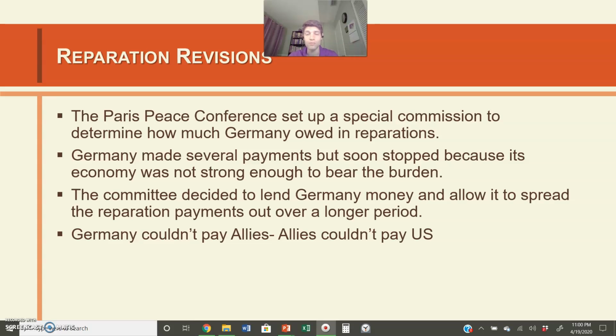Can you imagine $32 billion that Germany is supposed to pay? They're a country, they have plenty of money. Yeah, but they were just destroyed by a war. And they lost the war. They lost their territory. They lost their military. What can they do? Where are they going to get these $32 billion? Well, they're going to struggle.